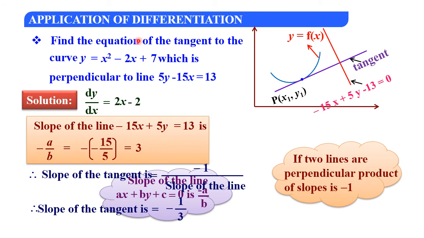Next, when finding the equation of a tangent to the curve that is perpendicular to the line, you don't think. First of all, any one curve is given, find the first derivative of the given curve. dy by dx: x square derivative is 2x, minus 2x derivative is 2, 7 derivative will be 0 because it is a constant term. And here a line is given.